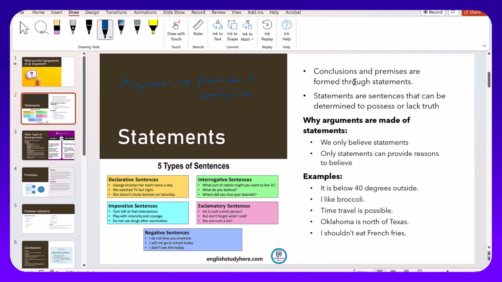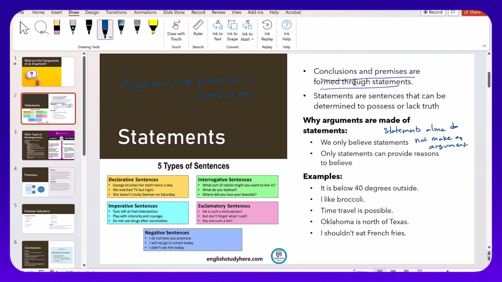So a statement then is, and here I've got the conclusion and premises are formed through statements. That's also the other component of this. Arguments are made up of statements, and statements are sentences, and so they're naturally part of the argument, but statements alone are not arguments. That's the way to think of it right here. Statements alone do not make an argument.